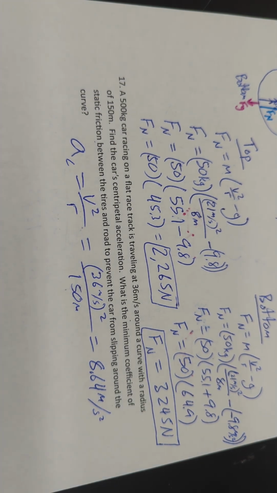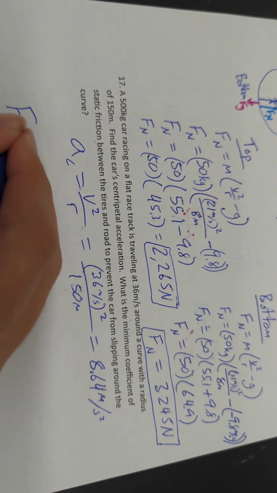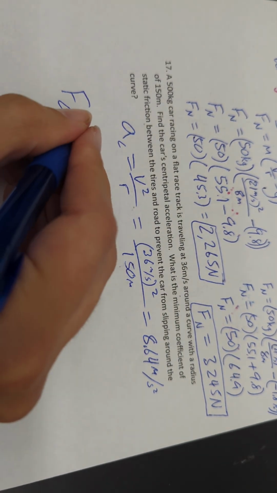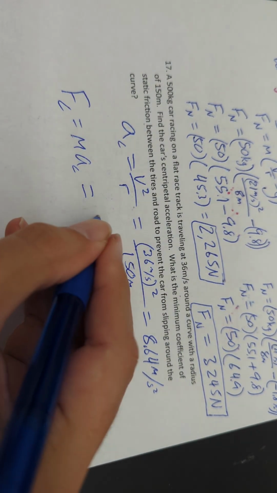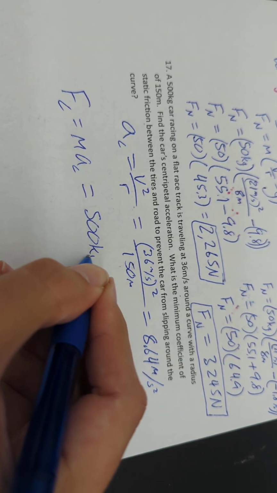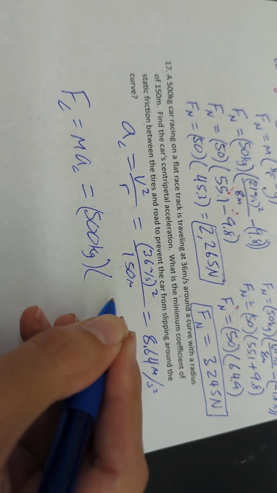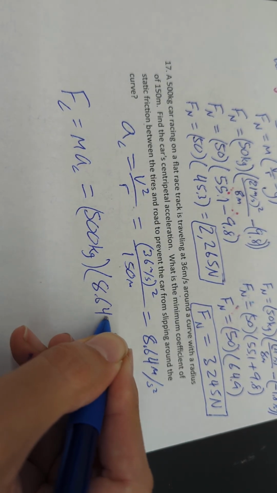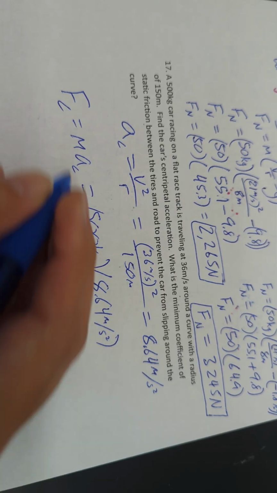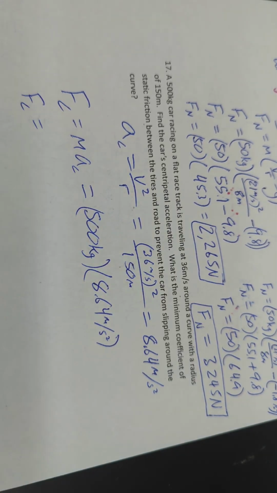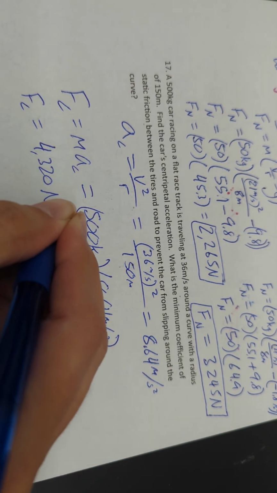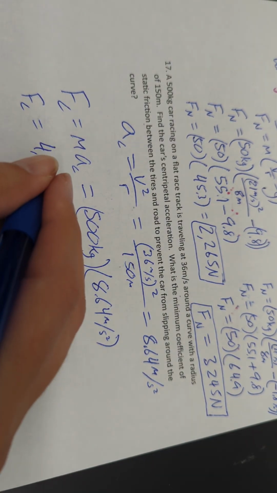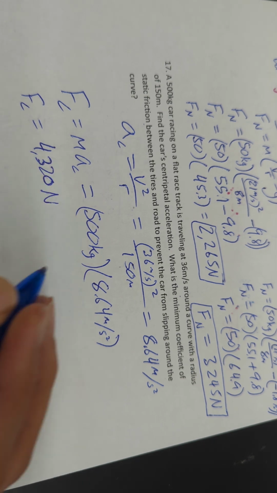So next, when we want to find our centripetal force, real easy. You just take your mass and multiply it by your centripetal acceleration. That is going to be 500 kilograms times 8.64 meters per second squared. So this force is going to be 4,320 newtons of force.